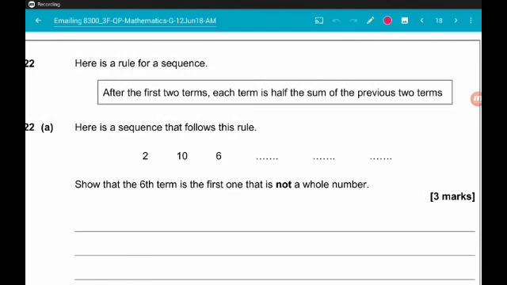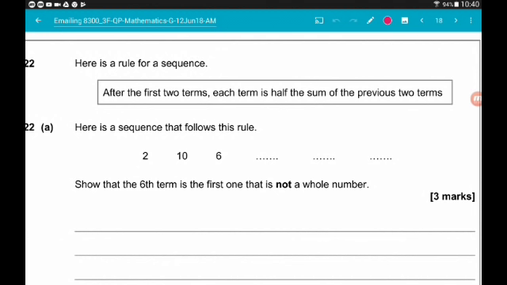22. So we've got a rule for a sequence. After the first 2 terms, each term is half the sum of the 2 previous terms. So sum means we add them together. So we've got the first 3 terms, 2, 10 and 6. So to get this 6, we've done 2 plus 10, which is 12, and then divided that by 2.